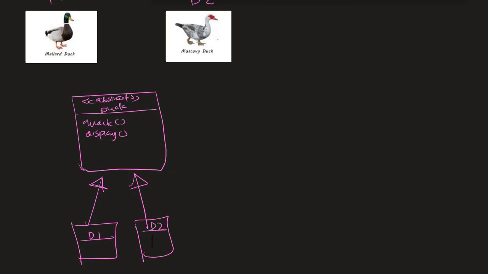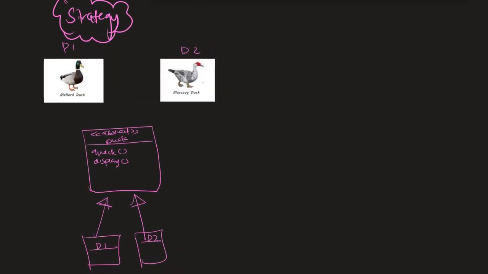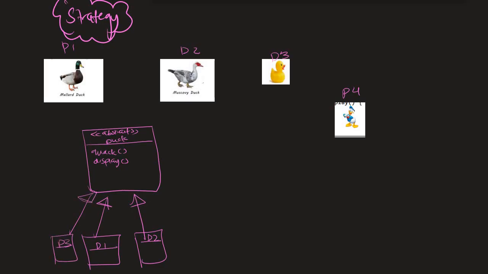Okay, so now let me increase the requirement. I ask you to add 2 more types of ducks: the rubber duck and the Donald duck as well. So now you have 4 ducks, D3 and D4. What are you going to do? You're simply going to add more subclasses, so that's not a big deal. D3 is gonna extend it as well, and D4 is gonna extend it as well. So what next? Now I increase the requirement, and I say that ducks should be able to fly as well. Before you had quack behavior, and now I'm adding fly.